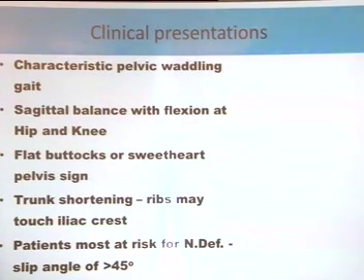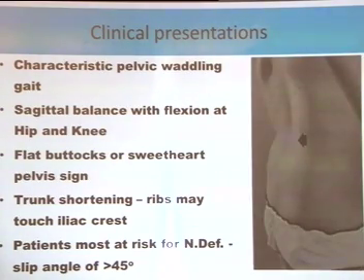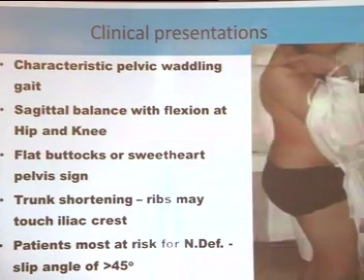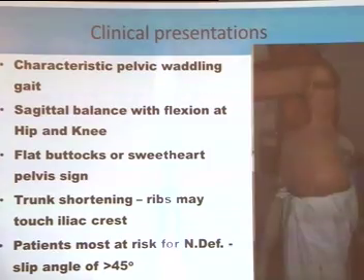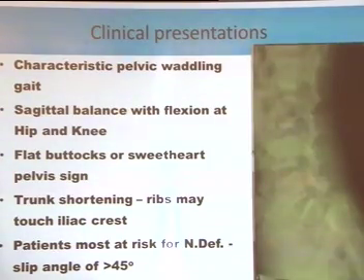Now coming to clinical presentation, the patient may present with a characteristic pelvic waddling gait. Because of sagittal imbalance, there may be flexion at the hip and knee. The patient may have a flat buttock, called the sweetheart's pelvis sign. There may be trunk shortening, where the ribs may touch the iliac crest. Patients most at risk are those with a slip angle of more than 45 degrees. These pictures are all taken from the work of Professor Jaiswal, from his presentation.